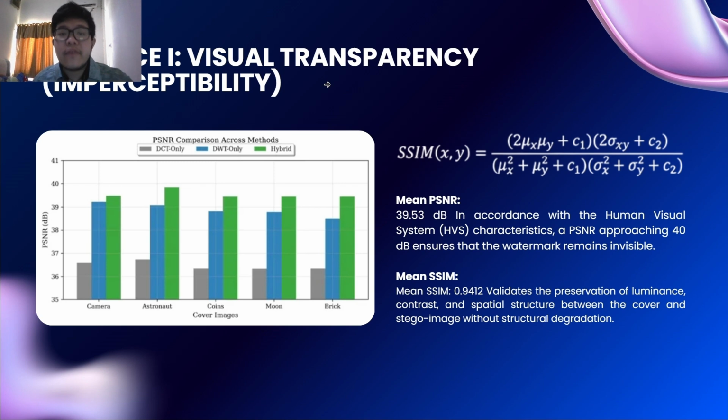Our first layer of evidence proves visual transparency. A robust watermark must not ruin the original image. Now, our tests achieve a mean PSNR, or peak signal to noise ratio, of 39.53 decibels. It is important to note that PSNR values approaching 40 decibels remain completely invisible to the human eye. Additionally, a mean structural similarity index of 0.9412 confirms the original image structure is perfectly preserved with zero visible degradation.